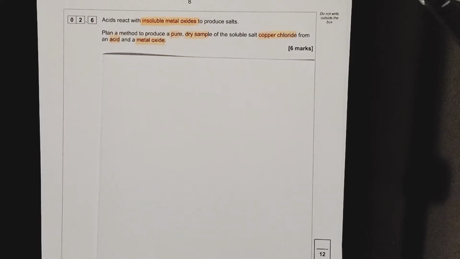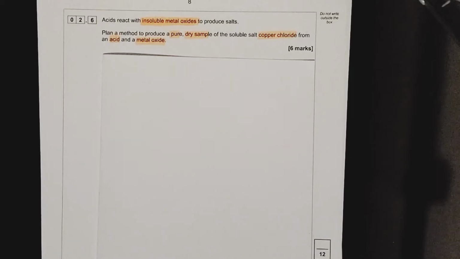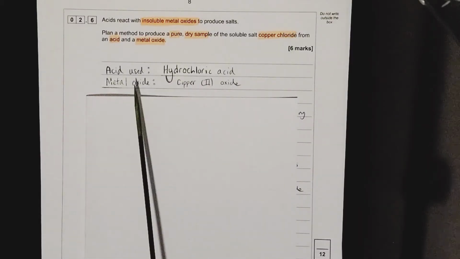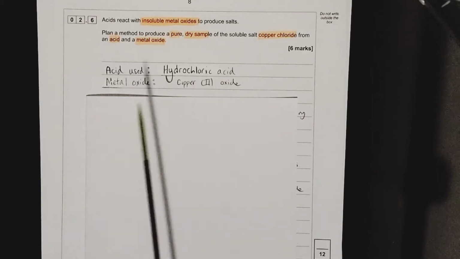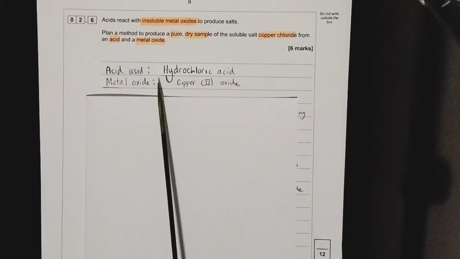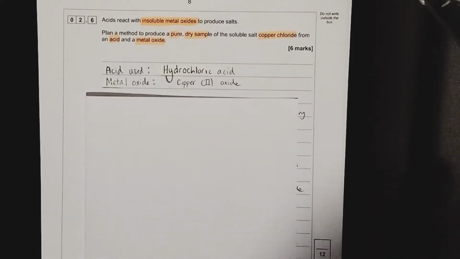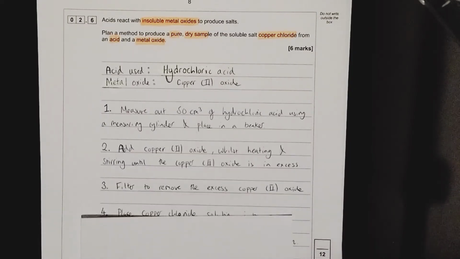The final part of this question is a 6-marker, and it's a salt making method. We're being asked to prepare a pure dry salt of copper chloride from a chosen acid and a chosen metal oxide. We've got to choose the right acid, the right metal oxide, and go through the method step by step. Let's begin that process. Firstly, the selection of the acid and the metal oxide. To make a chloride salt, we need to use hydrochloric acid, and to ensure it's copper chloride, we need to bring a metal oxide that contains copper. That's copper 2 oxide.